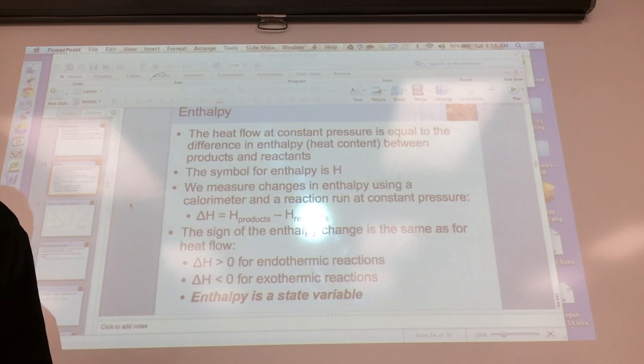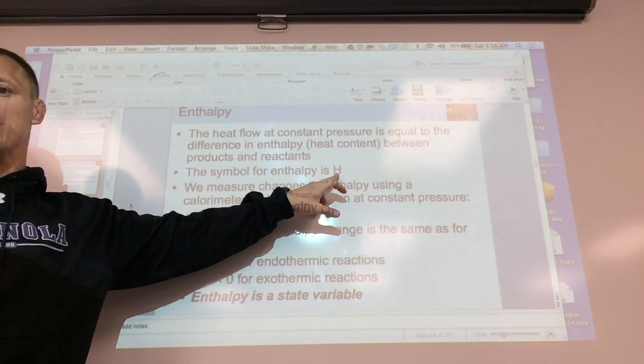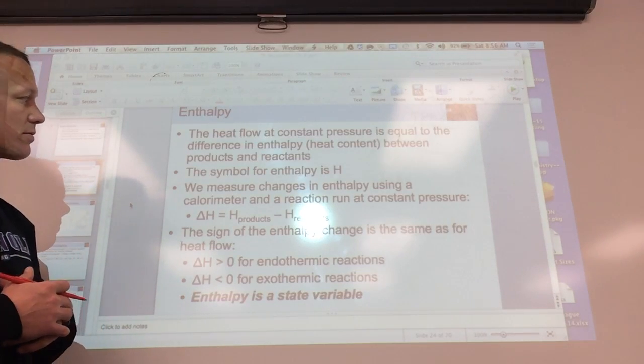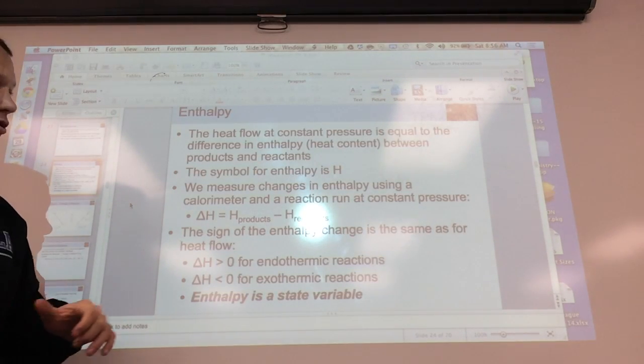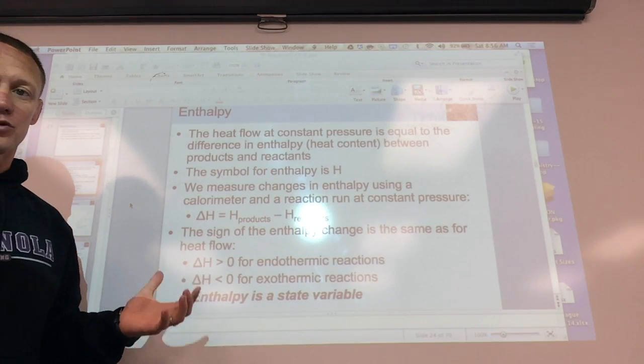Enthalpy is symbolized with the letter H. Okay, it's very similar to the letter Q. H and Q are basically just the heat flow in a reaction or some kind of process. You would typically use a calorimeter to figure it out. So you'd use a bomb calorimeter and do a reaction in there.